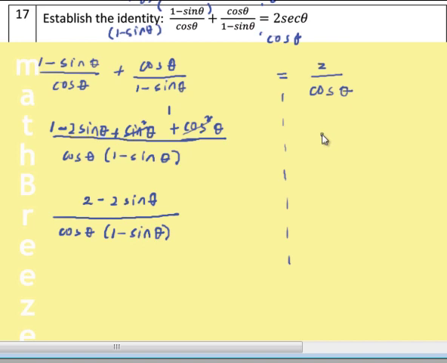Now looking over to the right, we would like to obtain 2 over cosine theta. Well, it would be nice, here we have a cosine theta, if we could do some canceling. Well, if we factor out a 2 from this numerator, you see that we could cancel 1 minus sine theta from the numerator and denominator, and we are left with 2 over cos theta, like on the right-hand side. And then that establishes the identity.